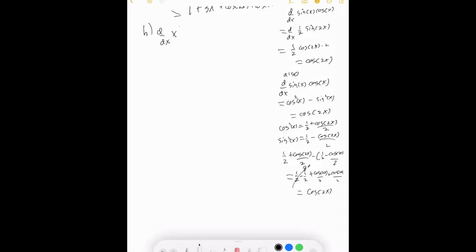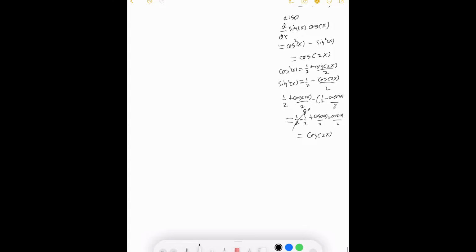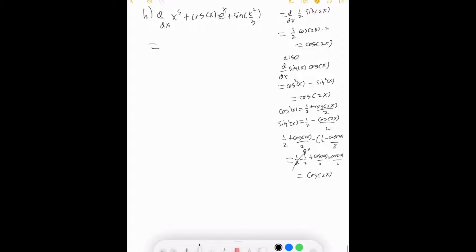The next derivative we'll be looking at is just x to the 5th plus cos x, e to the x plus sine of x squared over 3. Derivative of x to the 5th is just going to be 5x to the 4th. For e to the x cos x, we're going to be using the product rule. And for sine x squared over 3, we're going to be using the chain rule there, right? Because we don't just have x in the middle.